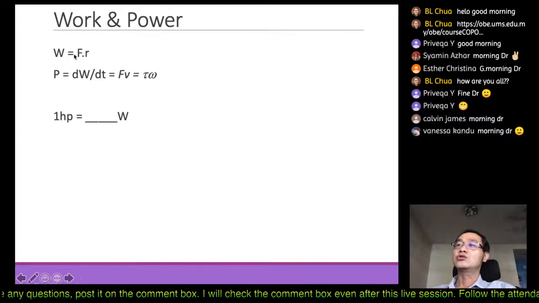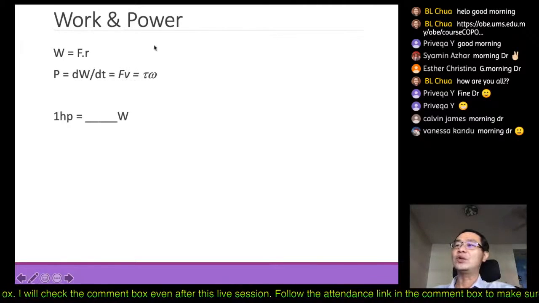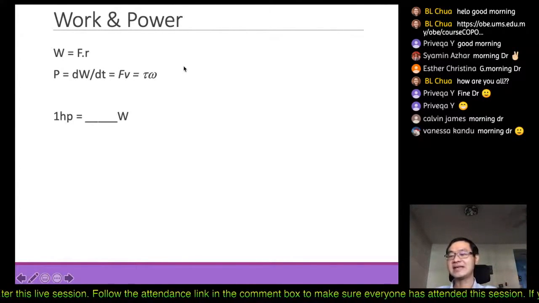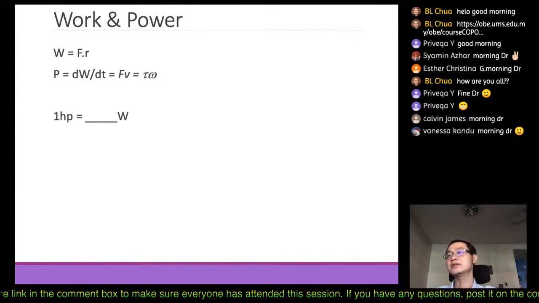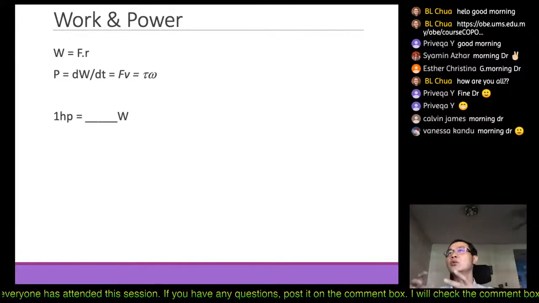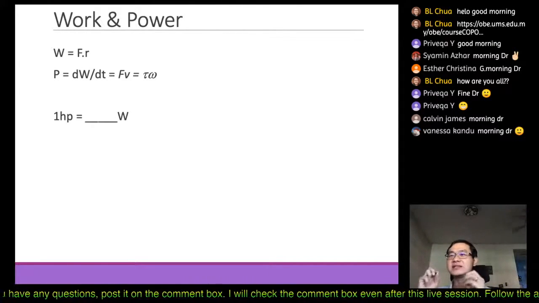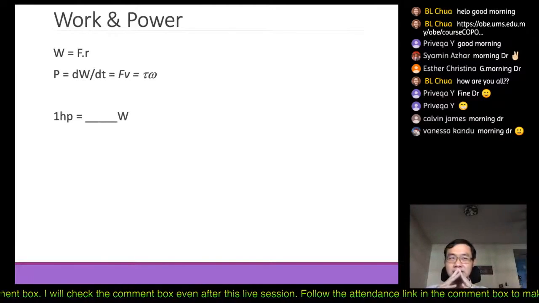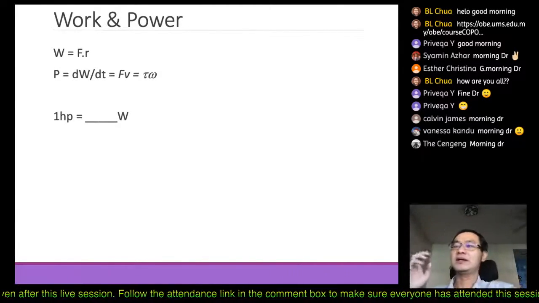So the work equals Fr, and the power equals Fv, right? So this is what we can estimate from these equations, from our system. We estimate the kind of work, the power, the load that we want, and then from these parameters now we can start to select the suitable motor that we want.